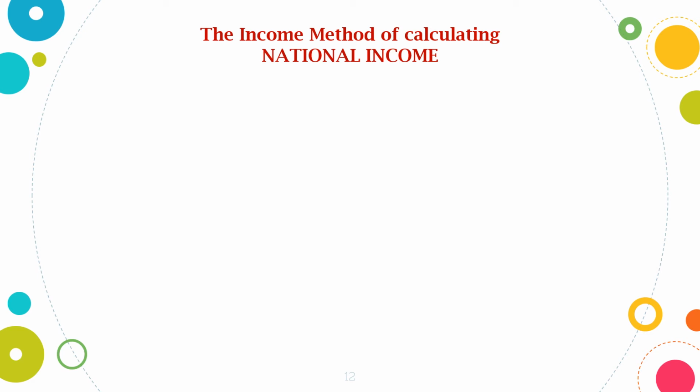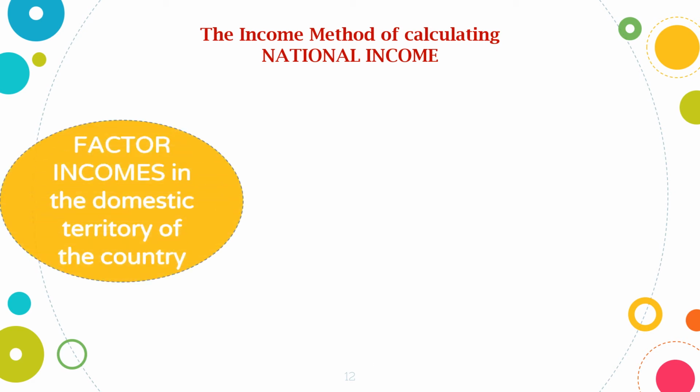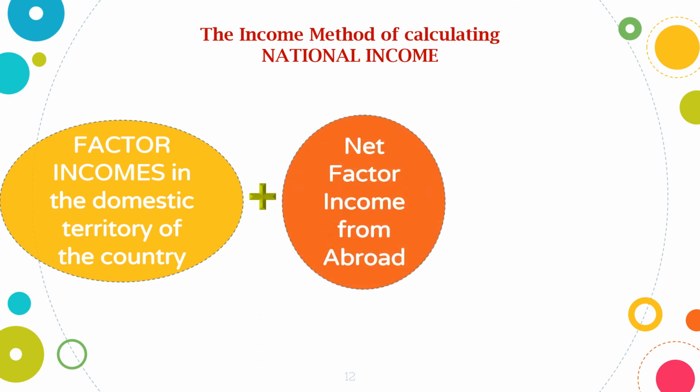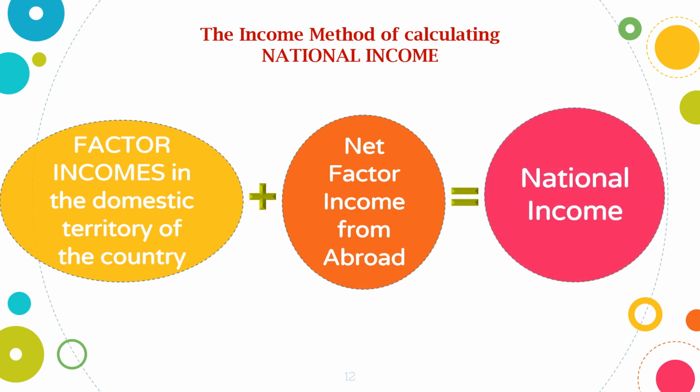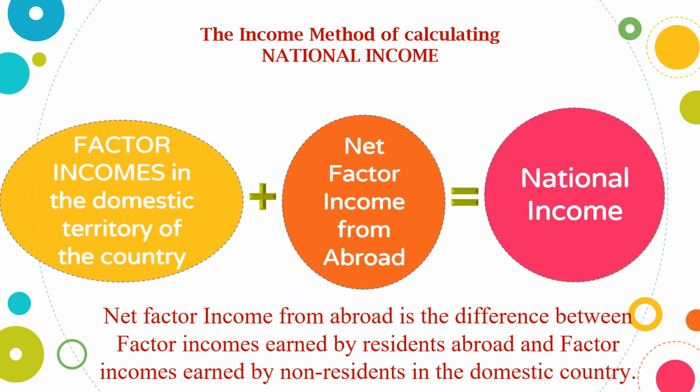In this method, we add the factor incomes in the domestic territory of the country to the net factor income from abroad, and this gives us the national income figure. Note that the net factor income from abroad is the difference between factor incomes earned by our residents abroad and factor incomes earned by non-residents in the domestic country.